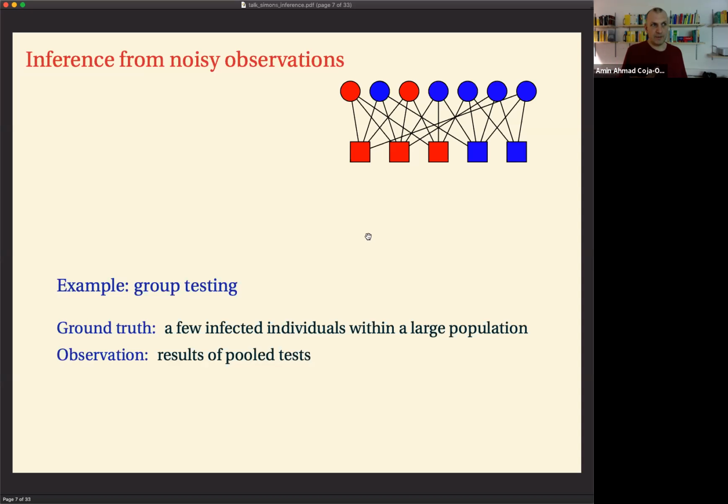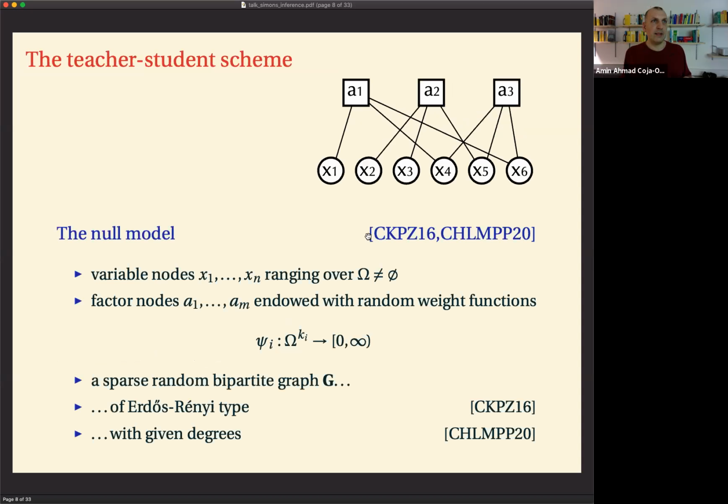And then we receive these pooled test results, and the objective would be to learn from these pooled results who the infected individuals would be. And so maybe superficially all of these problems look very different, and they may seem to require separate treatment, but actually there's a common core to them.